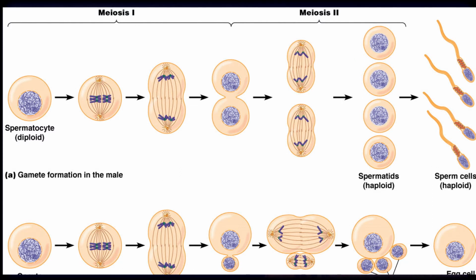There are two stages. The first stage is called meiosis I, or 1. What happens in this stage first is there's a cell with two sets of chromosomes, one from the mother and the other from the father, which can also be called the homologous chromosomes.